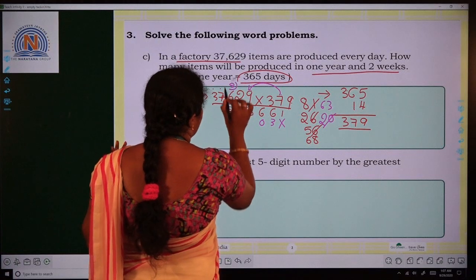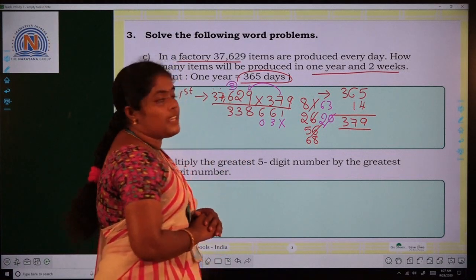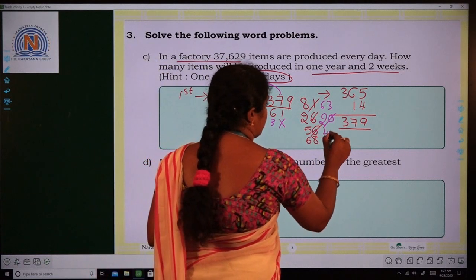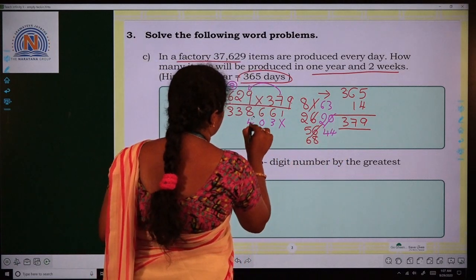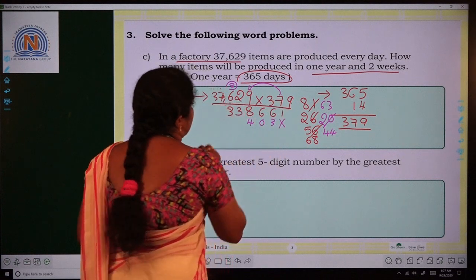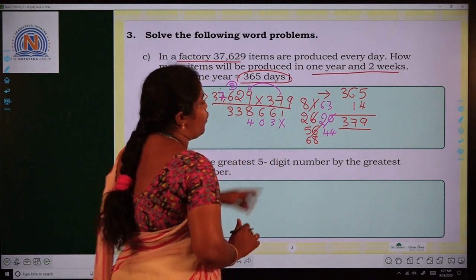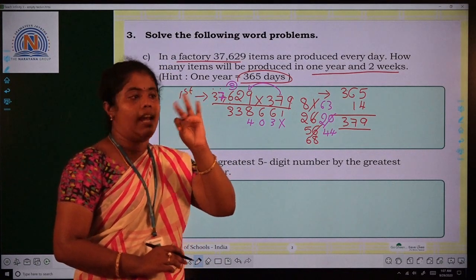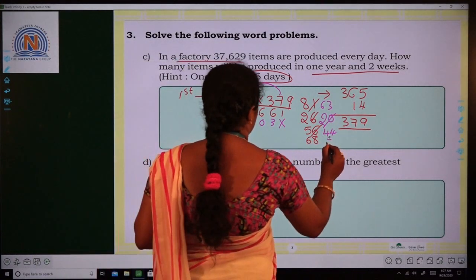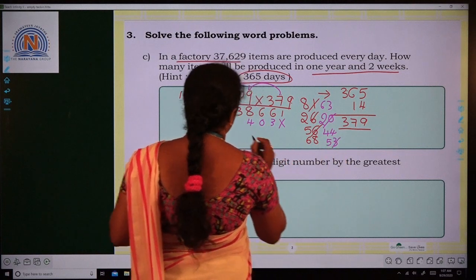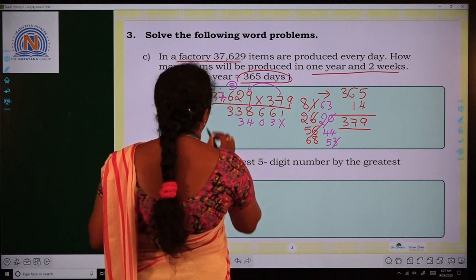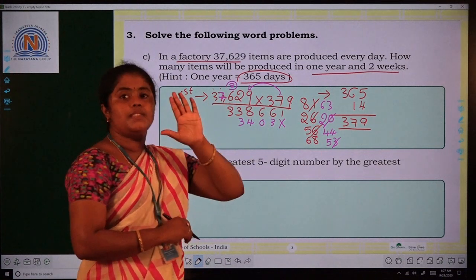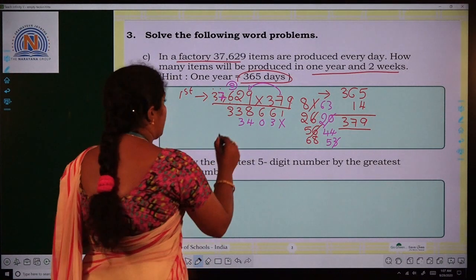Next place is here. Next 7 sixes is 42, 42 plus 2, the answer is 44. Next 7 sevens, 49, and 49 plus 4 is 53. 3 write it down, and 5 is carried to the next place. 7 threes is 21, and 21 plus 5, the answer is 26.